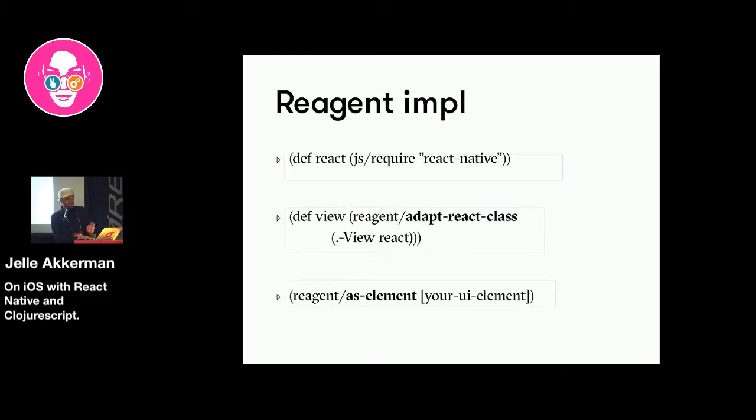For people interested in how you would convert it, you would do it like this. You would use the adapt-react-class to get the React Native components into the Reagent landscape. And the other way around, you would use as-element in Reagent to, for instance, give your Reagent component back to React Native if you're using a list view.